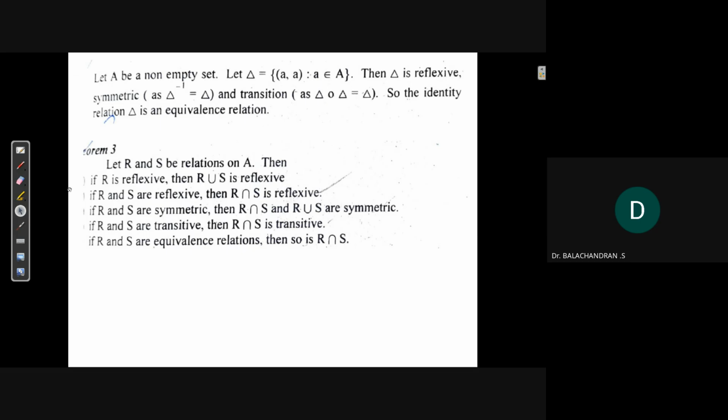Okay, next theorem. Let R and S be relations on a set. Then I want to prove: if R is reflexive, then R union S is reflexive. First, we will prove it one by one. If R is reflexive, R union S is reflexive. R is reflexive means what?